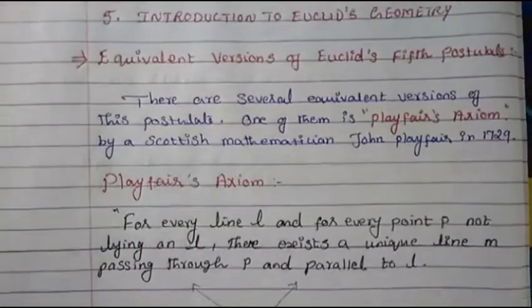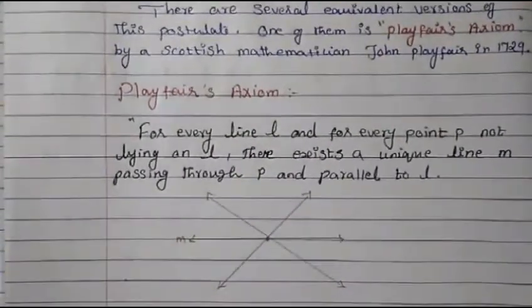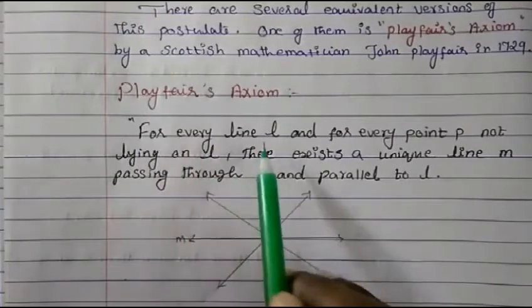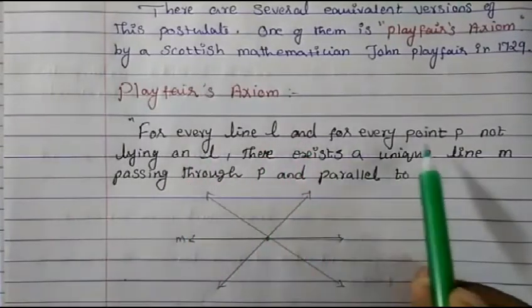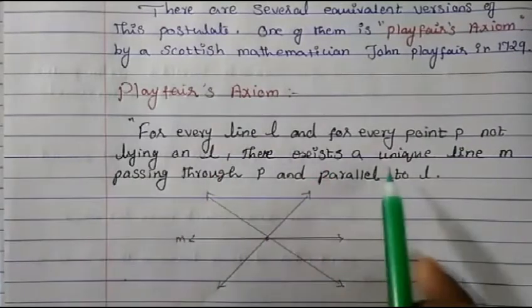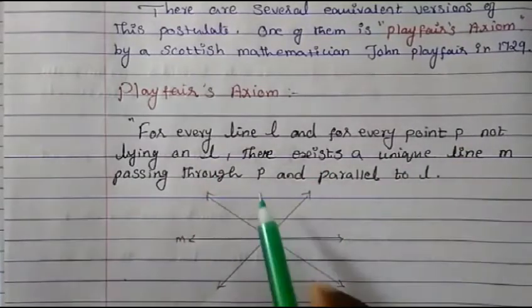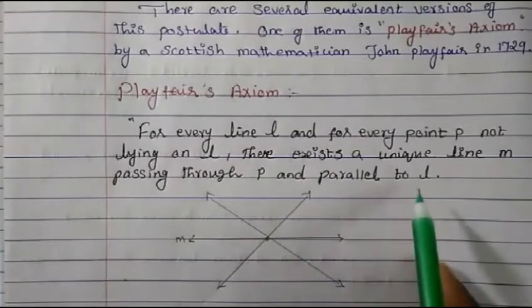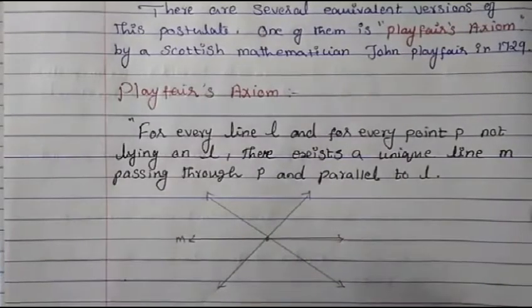The Playfair axiom says, for every line L and for every point P not lying on L, there exists a unique line M passing through P and parallel to L. Don't get confused, very easy.